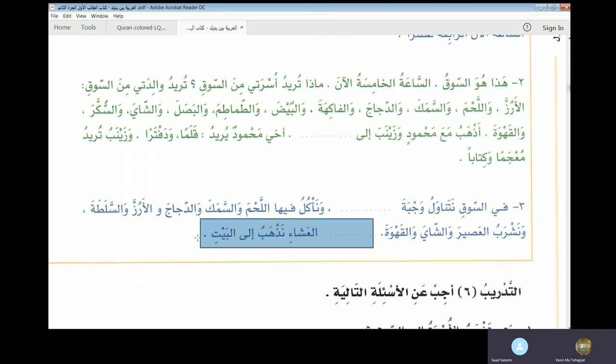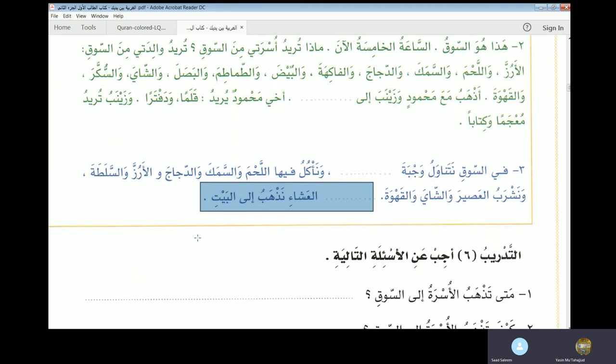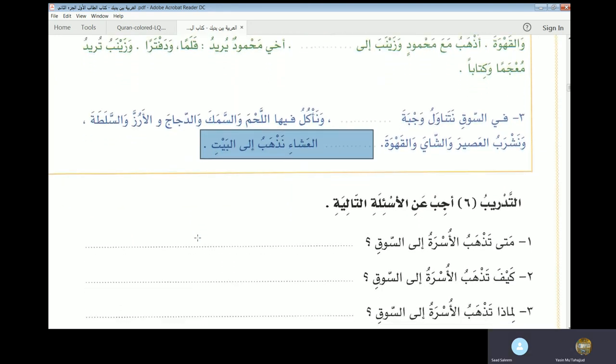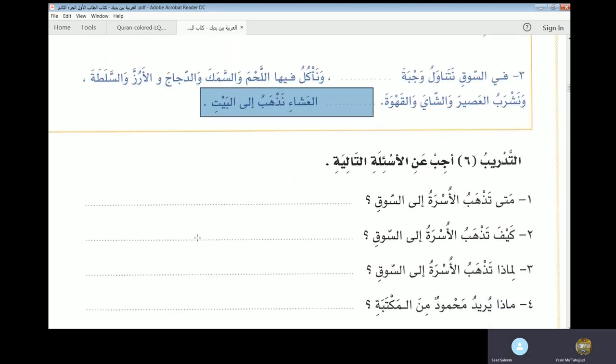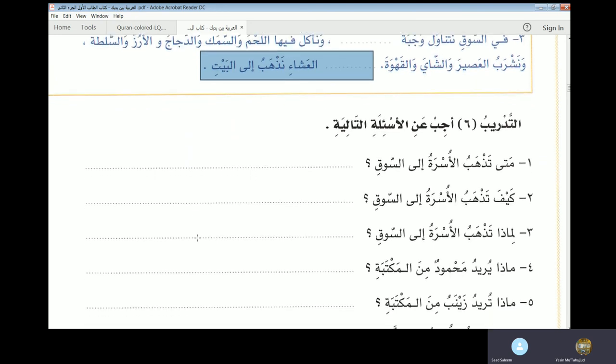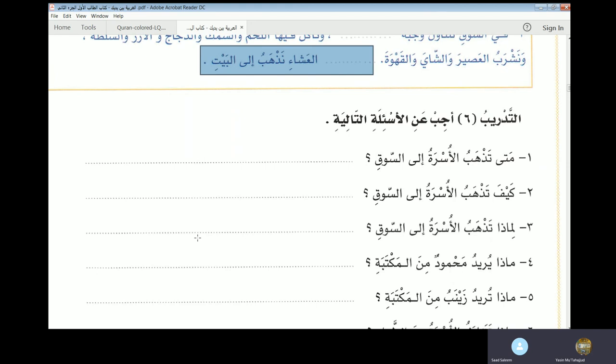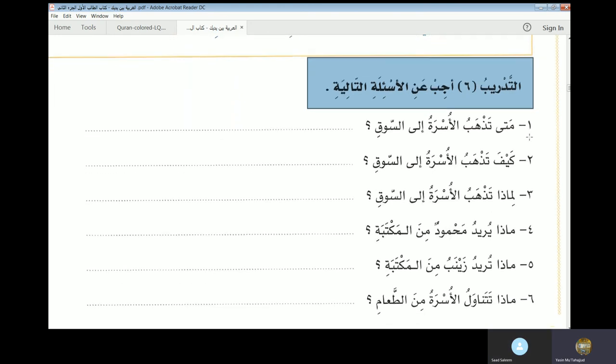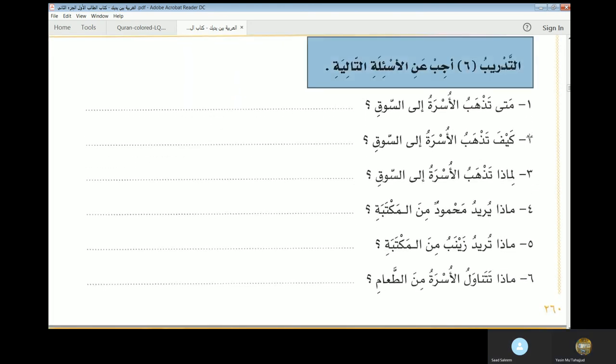Bada Asha'i nadhabu illa bayti. And after dinner, we go to the house. Okay, we go to the house.